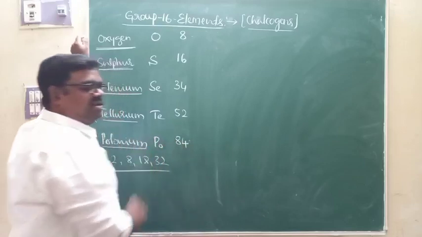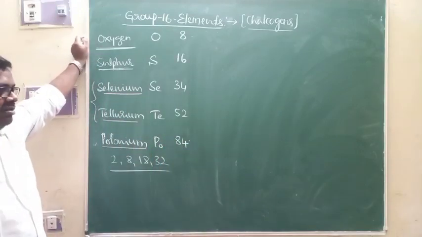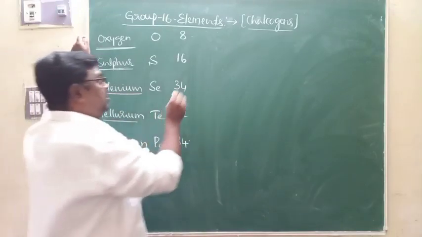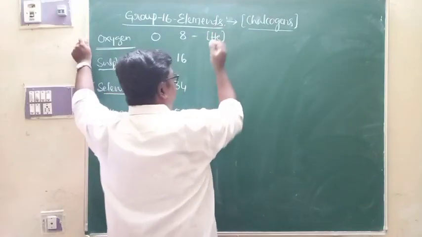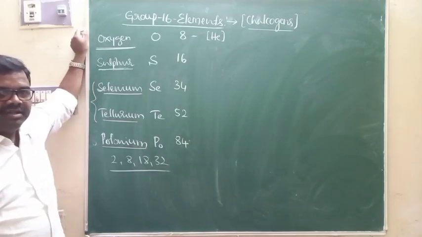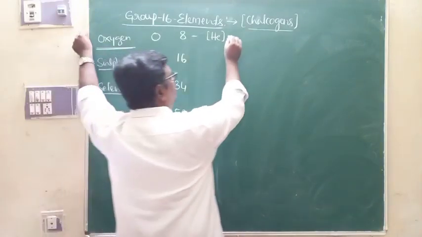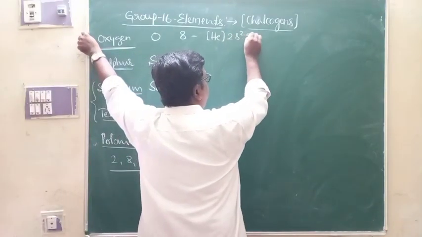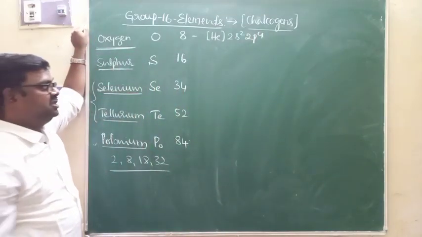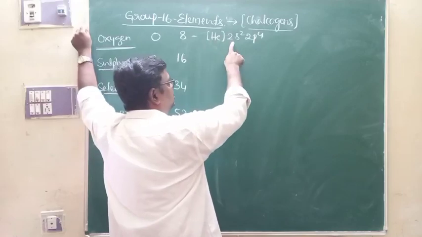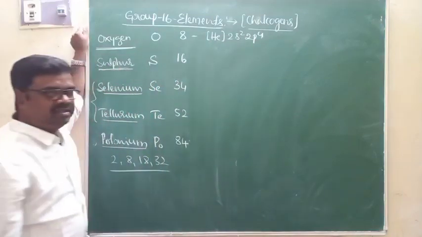These are the atomic numbers. They are the number of electrons present in an atom. You have to distribute the electrons in an atom like this: helium, noble gas configuration, that accounts for 2 electrons. Then it is 2s2 and 2p4. This is the electronic configuration of oxygen: 1s2, 2s2, 2p4, total 8 electrons.